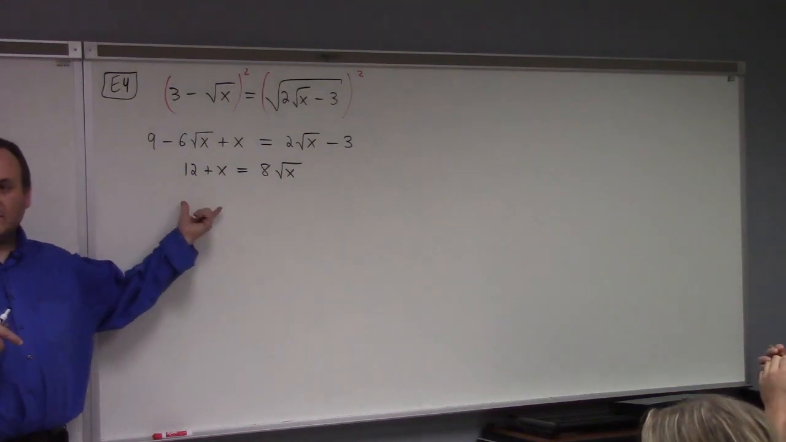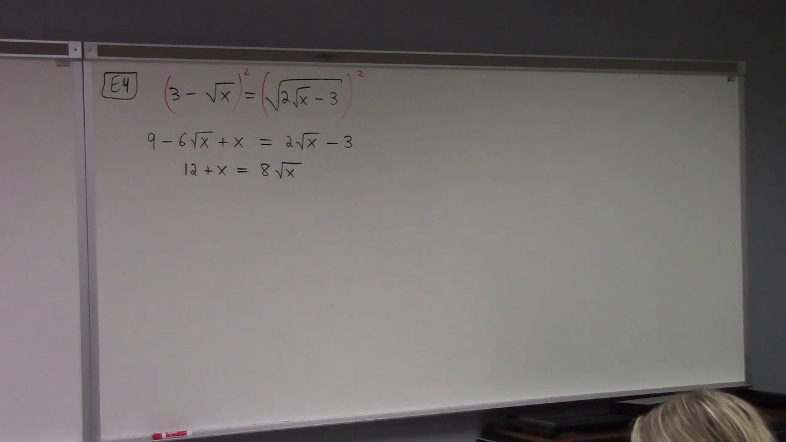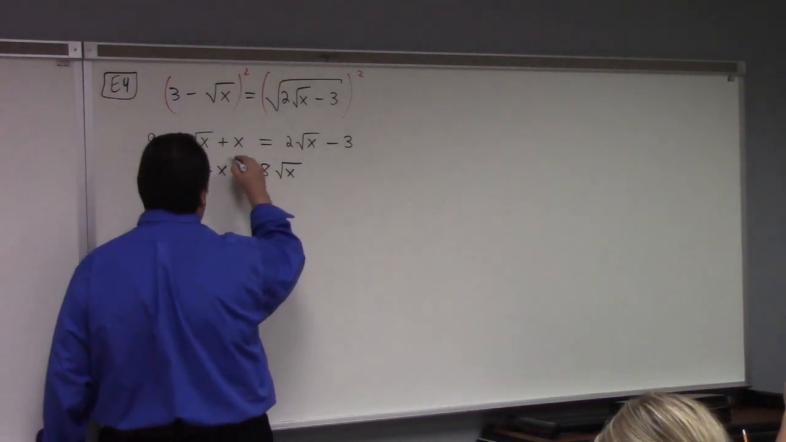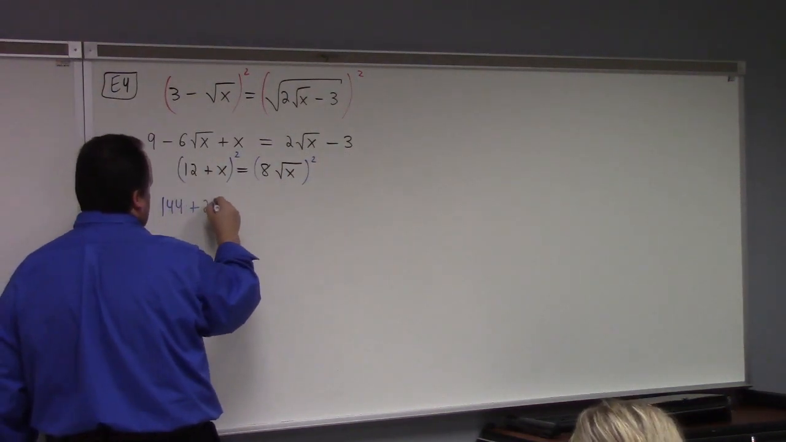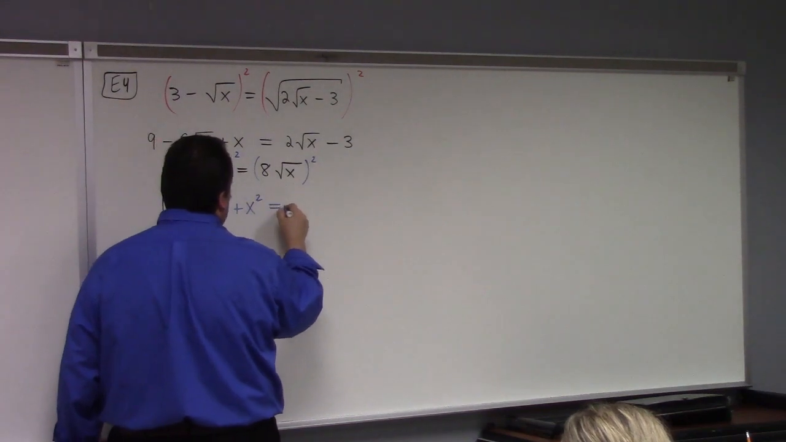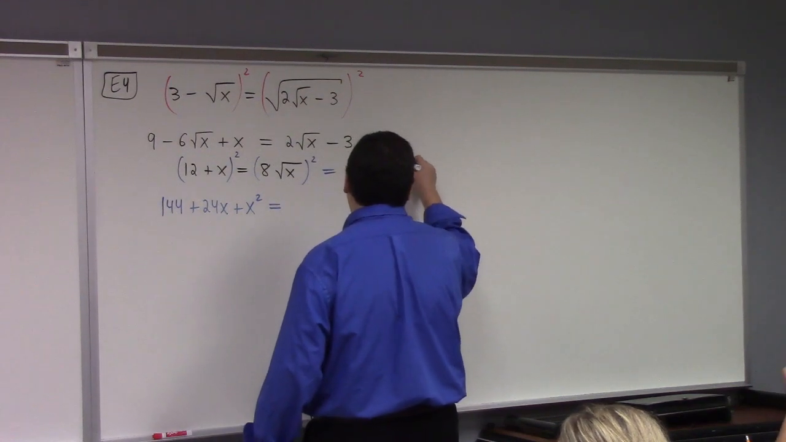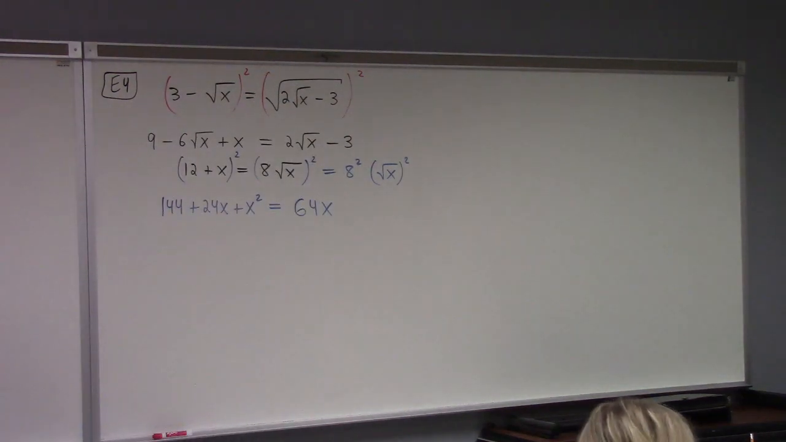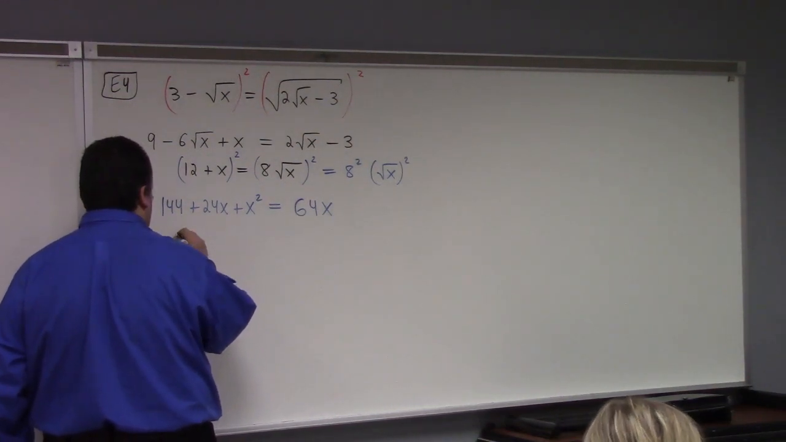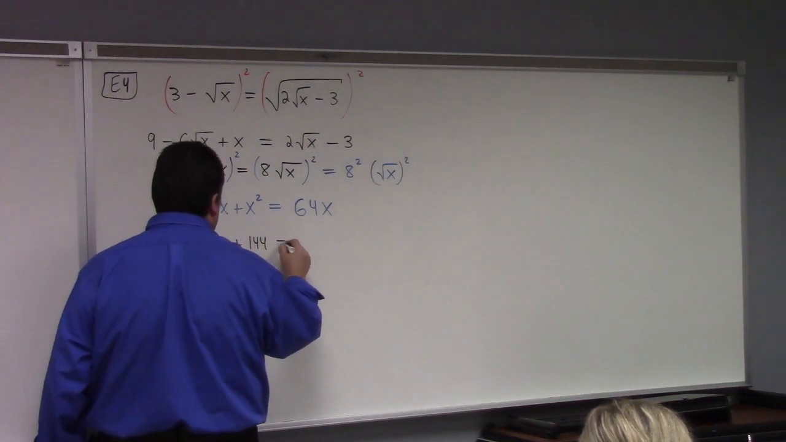Okay, so if we square both sides here, then we can get rid of the radical, right? All right, so square both sides. What happens? We get 144 plus 24x plus x squared equals, now be careful, this is 8 squared times the square root of x squared, right? So that gives you actually 64x. 64x is what you're up against. Now, let's move everything together. We've got ourselves an x squared minus 40x plus 144 equals 0.